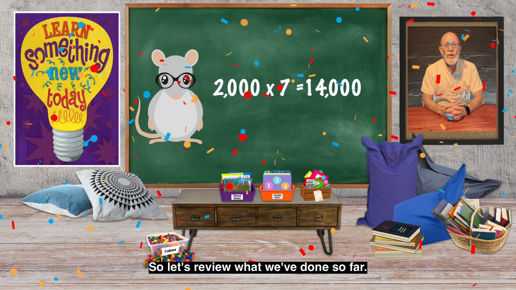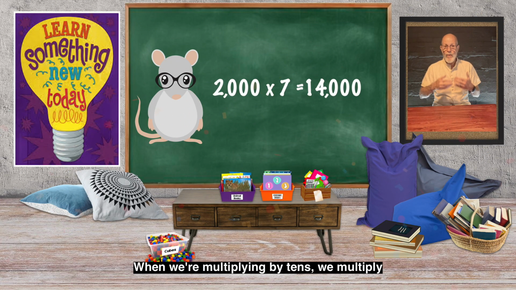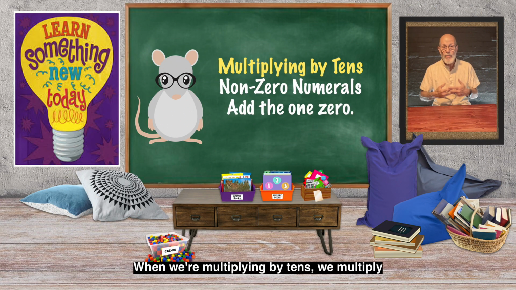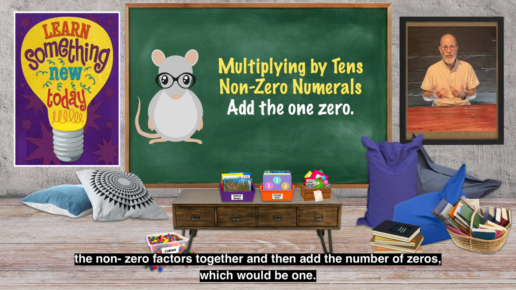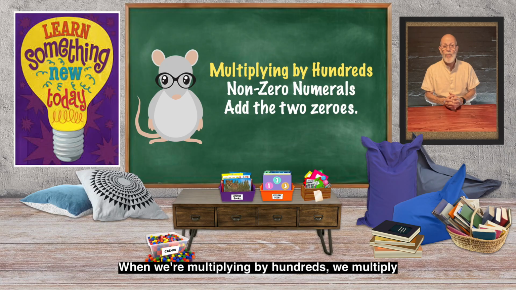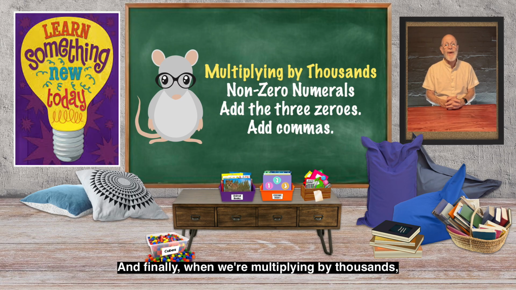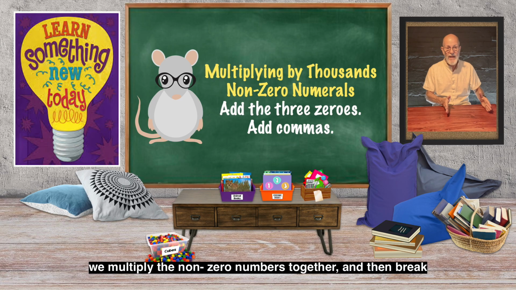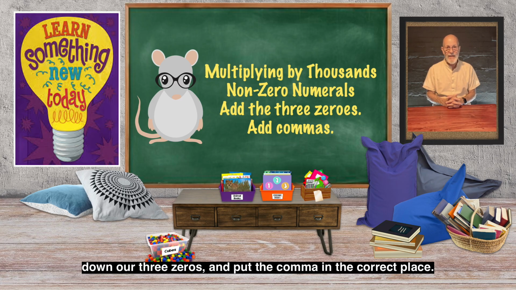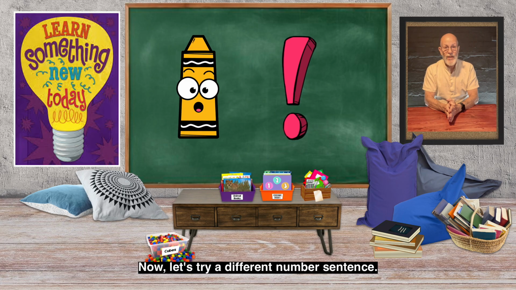Great job. So let's review what we've done so far. When we're multiplying by tens, we multiply the non-zero factors together and then add the number of zeros, which would be 1. When we're multiplying by hundreds, we multiply the non-zero factors together and then throw in our zeros, which would be 2. And finally, we're multiplying by thousands. We multiply the non-zero numbers together and then bring down our 3 zeros and put the comma in the correct place.